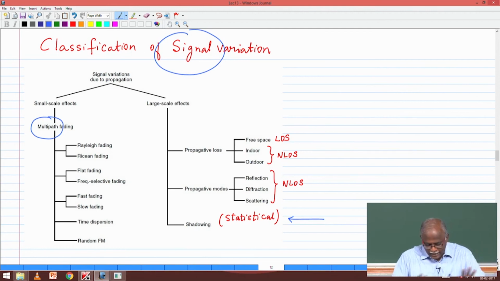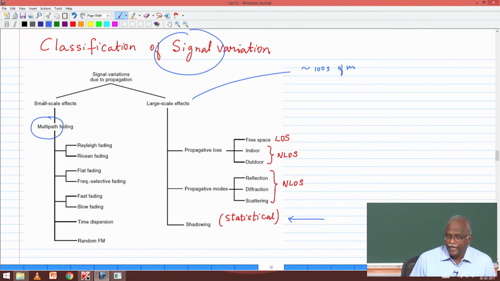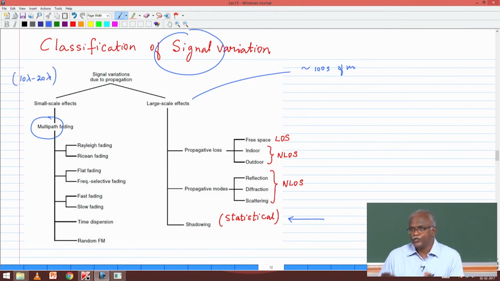So what we will see are two types of effects. The first are what we call large scale effects, when you move hundreds of meters. Typically shadowing is a large scale effect. On the other hand, small scale effects are those that happen when I move from 10 lambda to 20 lambda, so the ranges are very different. If I move from this end of the table to the other end of the table, my shadowing will not change. But there are parameters that will change, and those that change with small perturbations of your position are referred to as small scale effects.